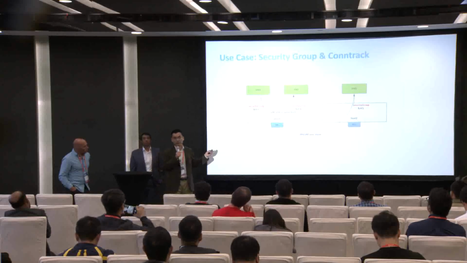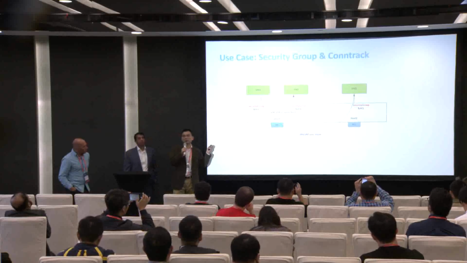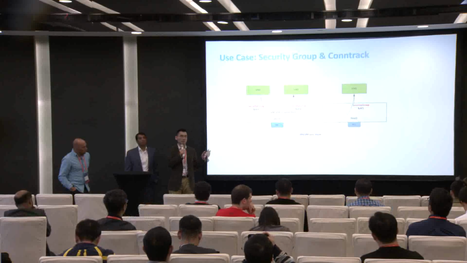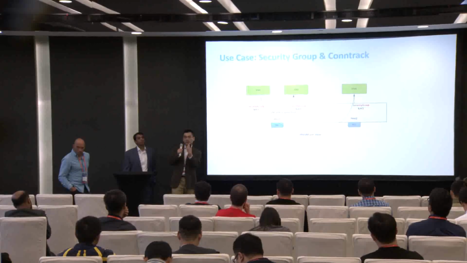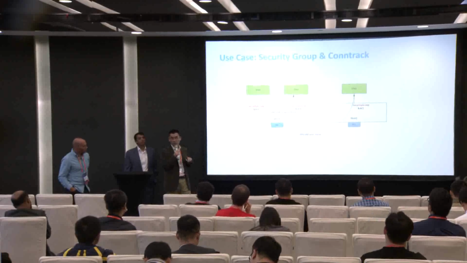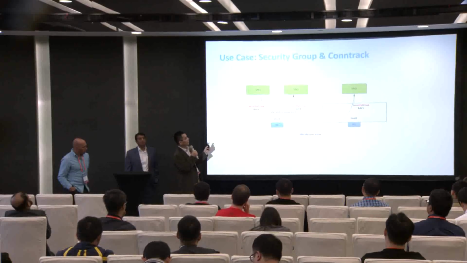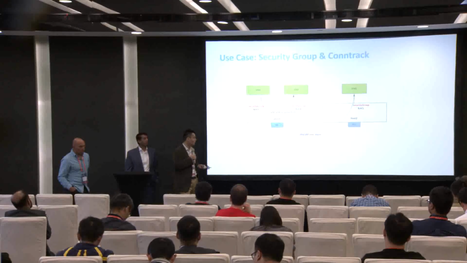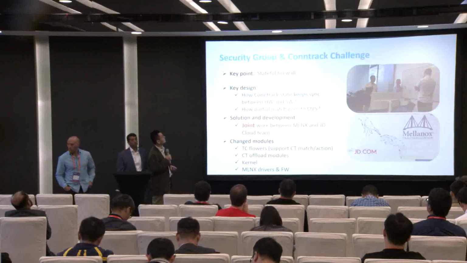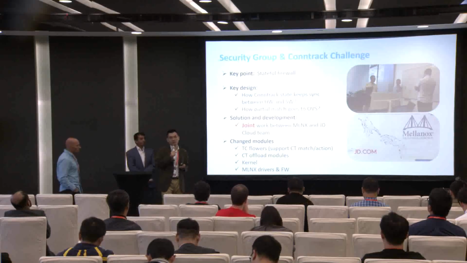Regarding security, there is a feature called security group. Usually it defines some rules to allow or deny traffic. For example, we can allow traffic egress from the VM and then allow the reply traffic, but we don't allow traffic originating from outside of the VM. Usually the security group is implemented by conntrack. So how can we offload conntrack? The key point is conntrack is a stateful firewall. We need to maintain the state of conntrack.